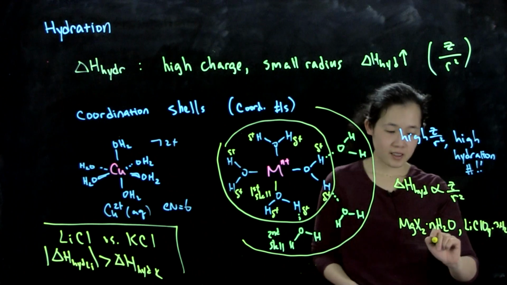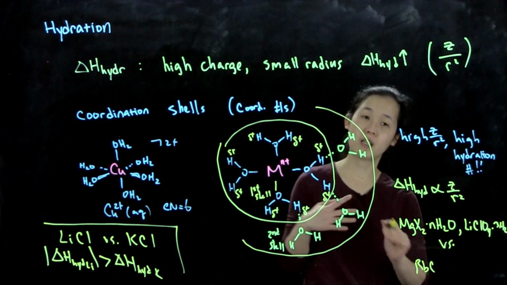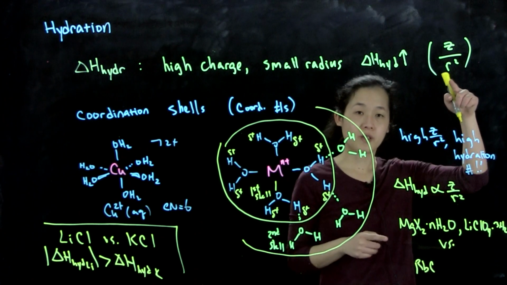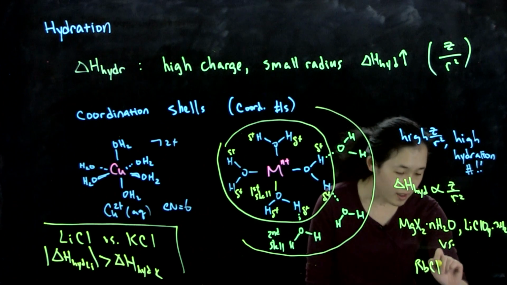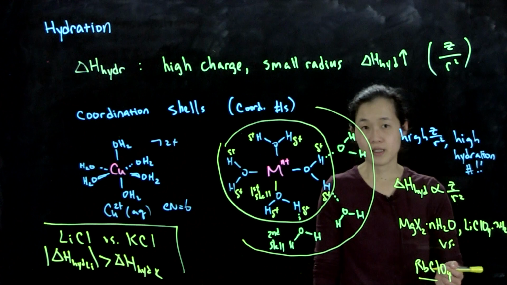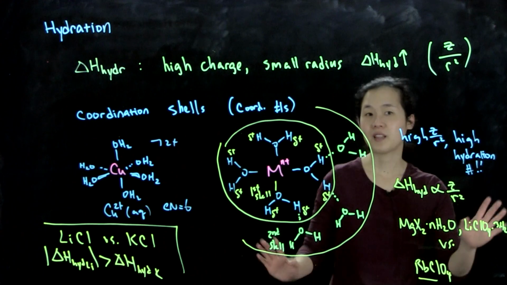Versus rubidium perchlorate, which is way further down. Rubidium is huge. Because the R is very big, this Z/R² component is very small. And so it doesn't have a high enthalpy of hydration, so this can be anhydrous easily. If you leave it outside, it won't absorb water. So hydration numbers and enthalpy matter.